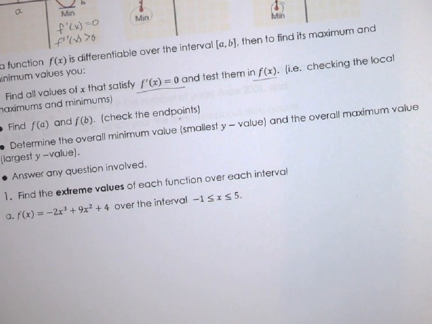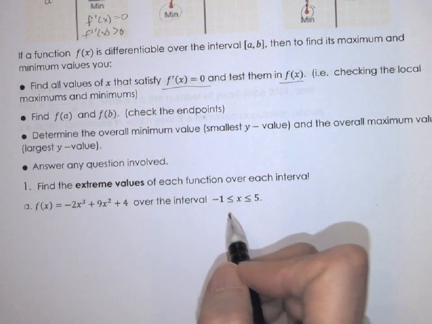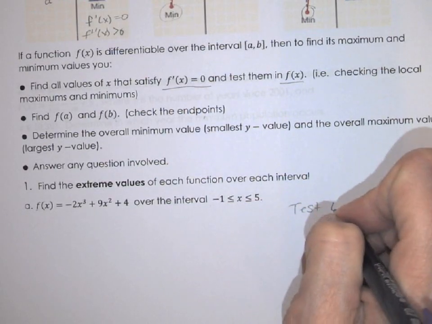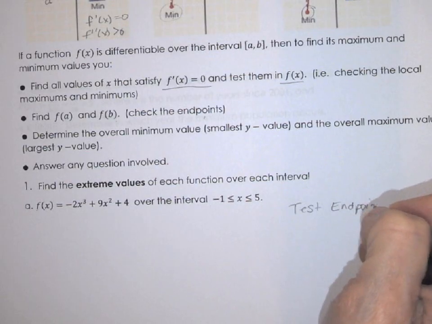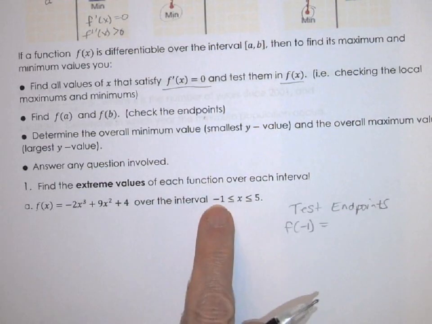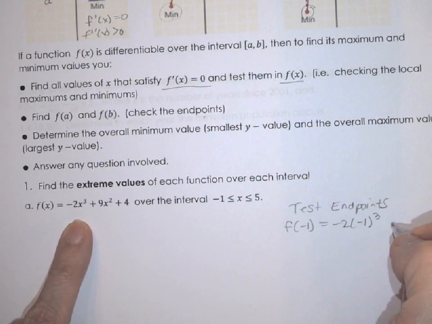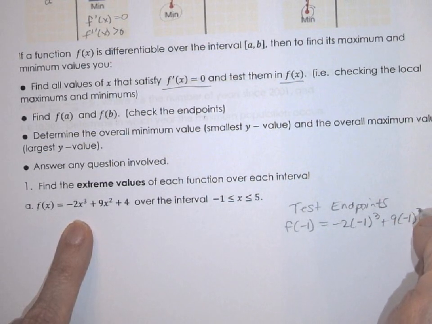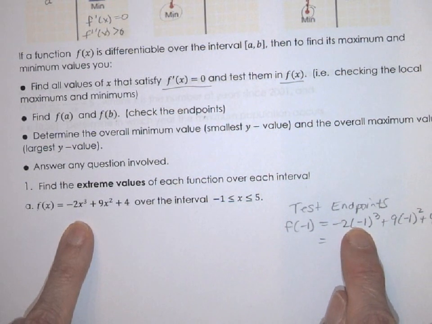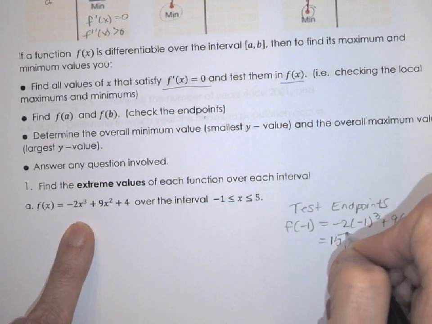Okay, so here's our first question. Find the extreme values of each function over each interval. So here's our interval. If we want to test the endpoints right away, we can. So if we test the endpoints, we would be finding f at -1. f at -1 would be -2 times -1 cubed plus 9 times -1 squared plus 4, which is going to be +2 in the end, plus 9 is 11, plus 4 is 15.